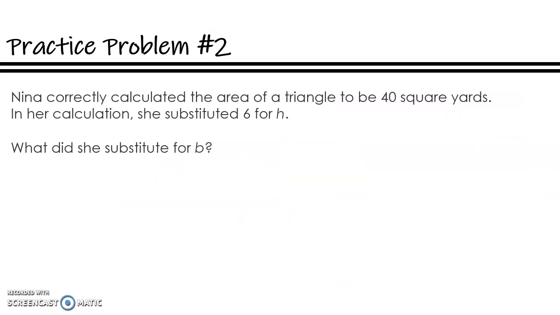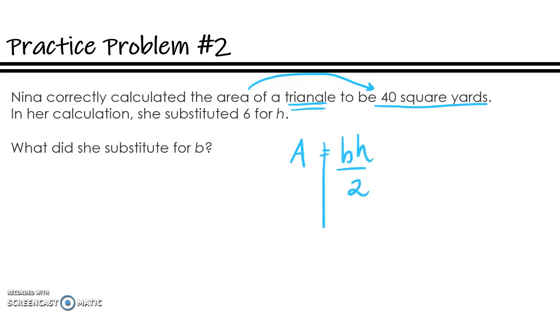Practice problem 2 is a real world scenario. So again, I challenge you to pause and see if you can solve it. Nina correctly calculated the area of a triangle to be 40 square yards. The area is 40 square yards. And we know we're talking about a triangle. So I'm going to write my formula, and I'm going to put 40 for area. In her calculation, she substituted 6 for h.